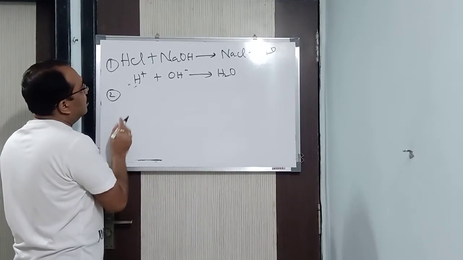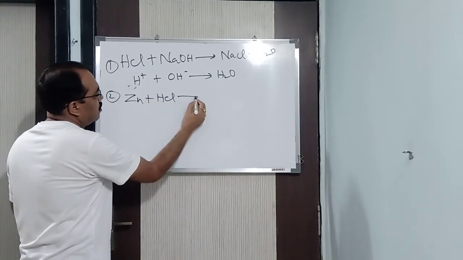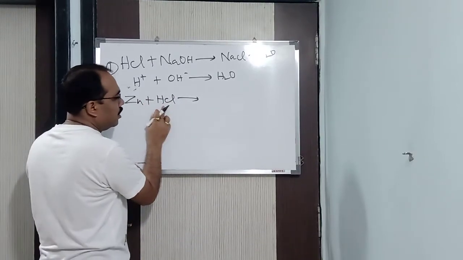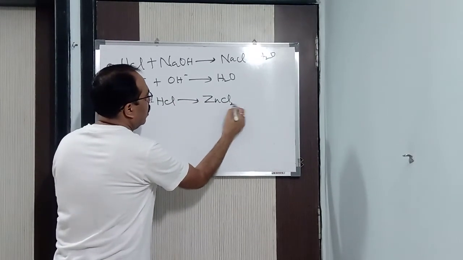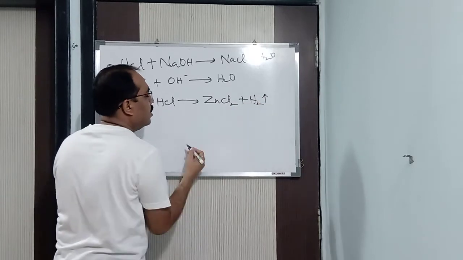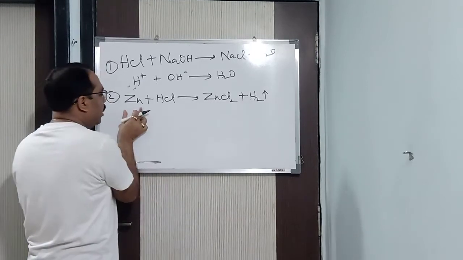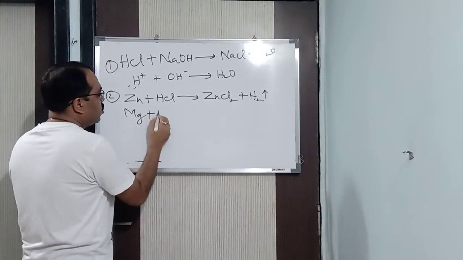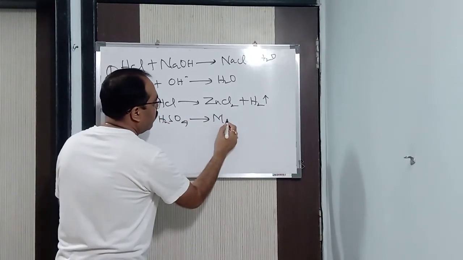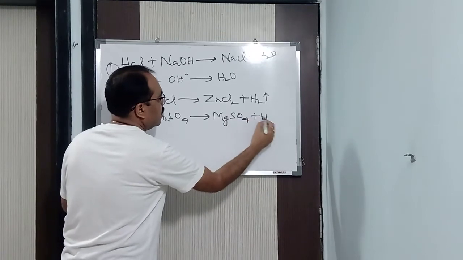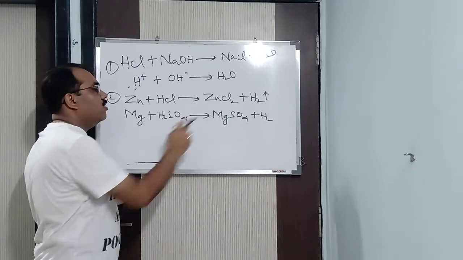Next, when metals react with acids, this is a property of acids. Any metal, for example zinc, magnesium or calcium, reacts with an acid, for example HCl, to give zinc chloride, and hydrogen gas is released. Magnesium reacts with HCl to form magnesium chloride and hydrogen. Similarly, magnesium with H2SO4 gives MgSO4 and hydrogen gas is released. So when any metal reacts with acids, hydrogen gas is released.